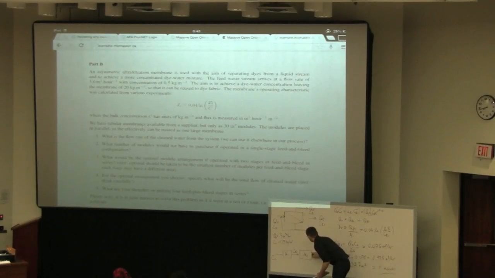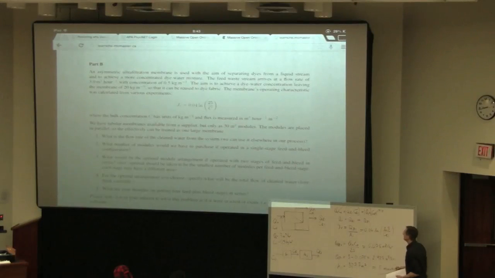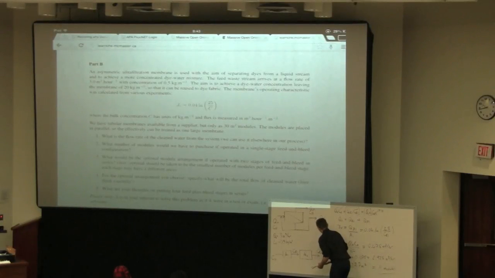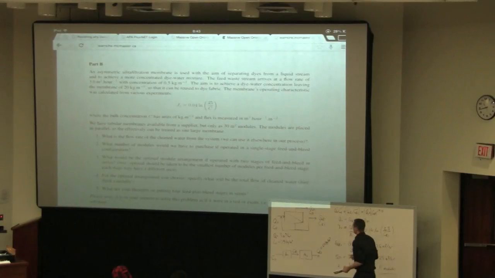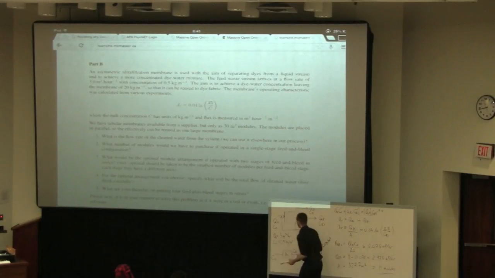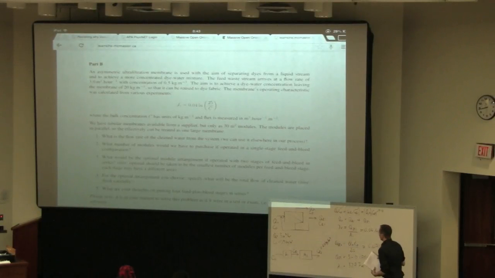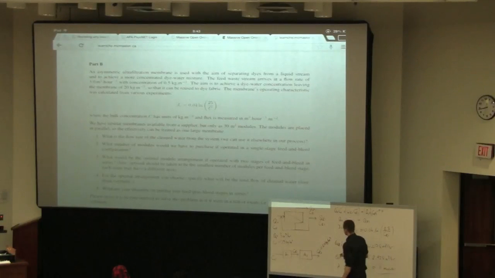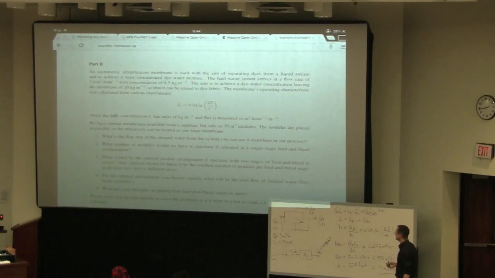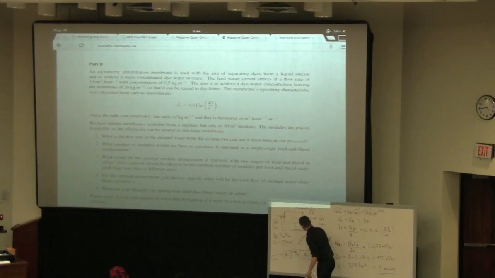Then I can get to a second module, a second set of modules. And coming out of that is CR2. So CR2 is our target. We know that we want that to be 20 kilograms per meter cubed. We know what C0 is, our feed coming in is 0.5 kilograms per meter cubed. CR1 is clearly a number that's between 0.5 on my inlet and 20, my desired outlet. So this intermediate concentration of dye in the retentate is some number that's between 0.5 and 20.